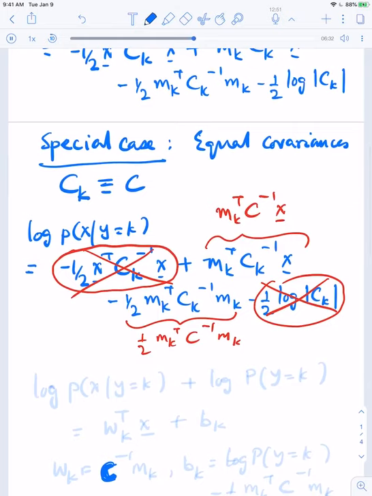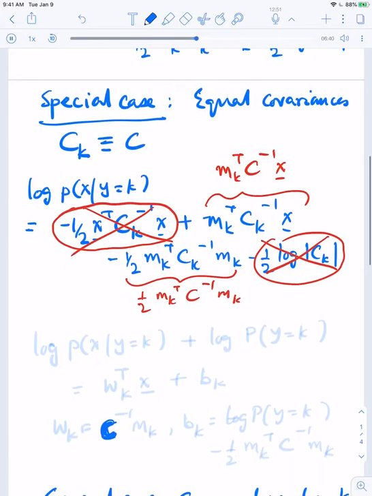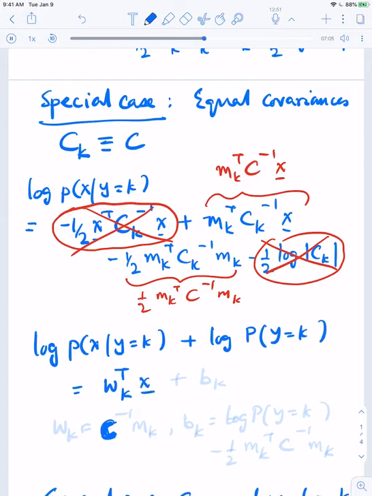So the final answer that we have here is that the log of the probability of X given Y equals k plus the log of the probability that Y equals k, this thing that we are trying to maximize in the MAP rule, is equal to some linear function of the data, plus a bias term.